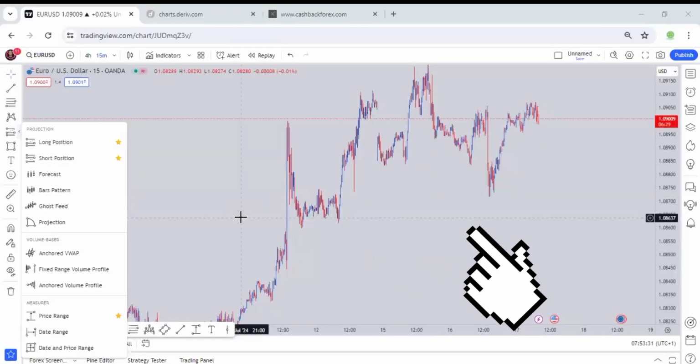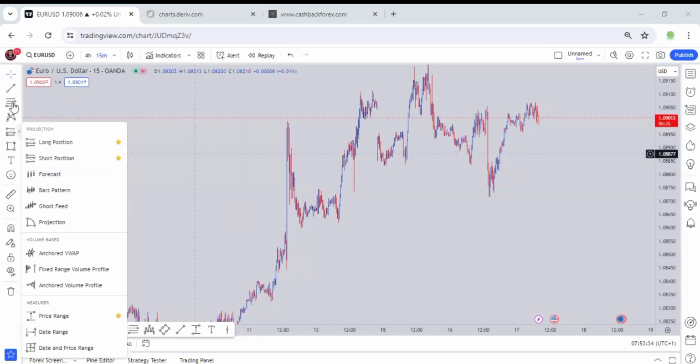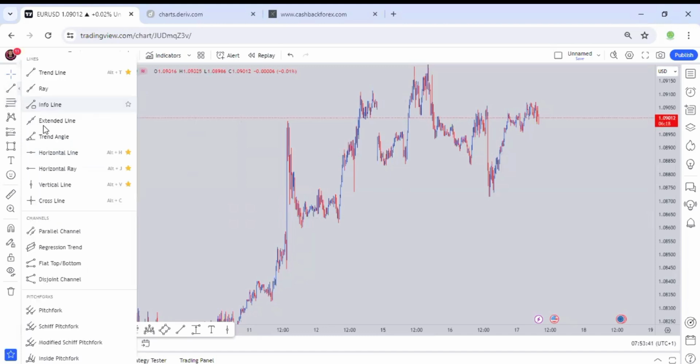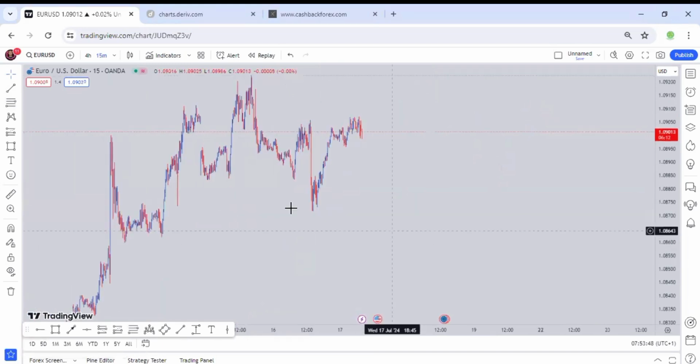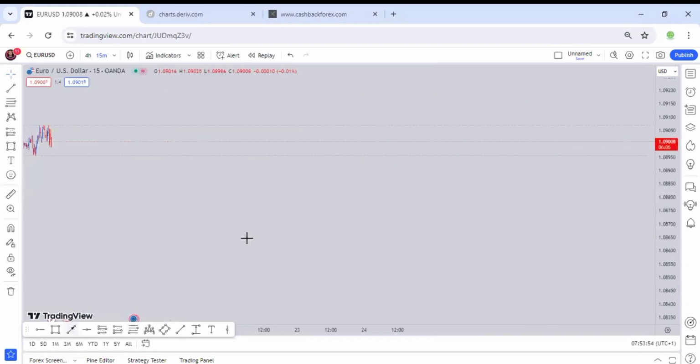Alright, guys, let's do this real quick. We're going to be doing our top-down analysis from the higher time frame to the lower time frame. Here is the 15-minute time frame chart. Top-down analysis is simply understanding market structure. The basic market structure we all know about is normal.